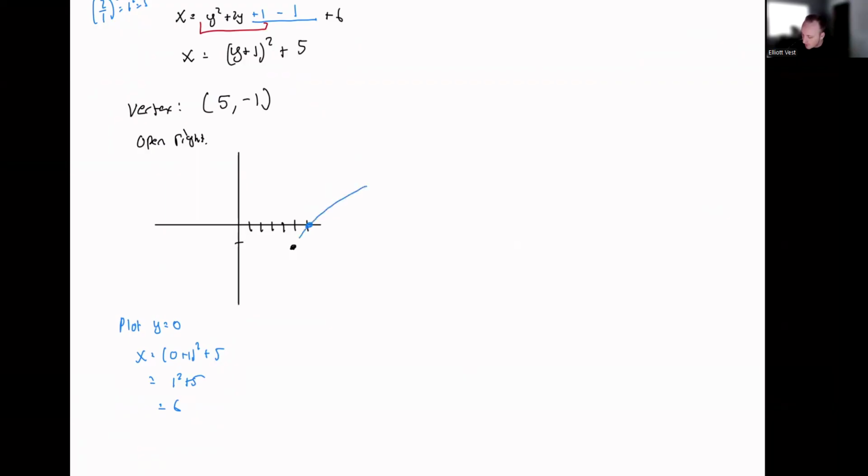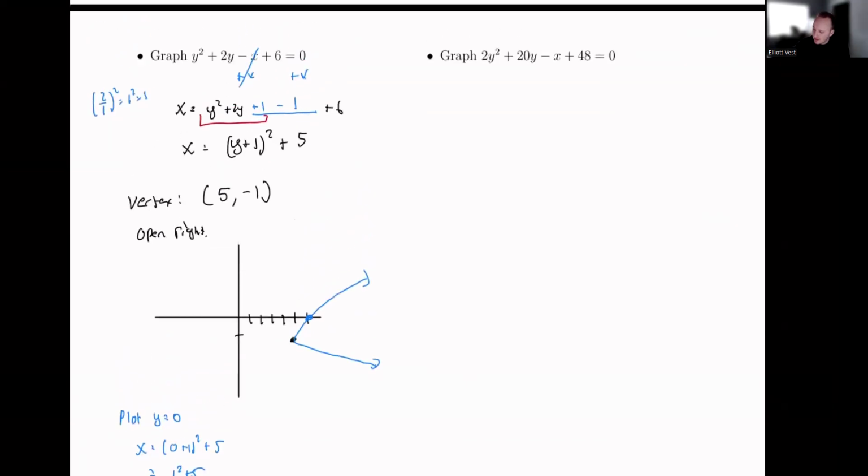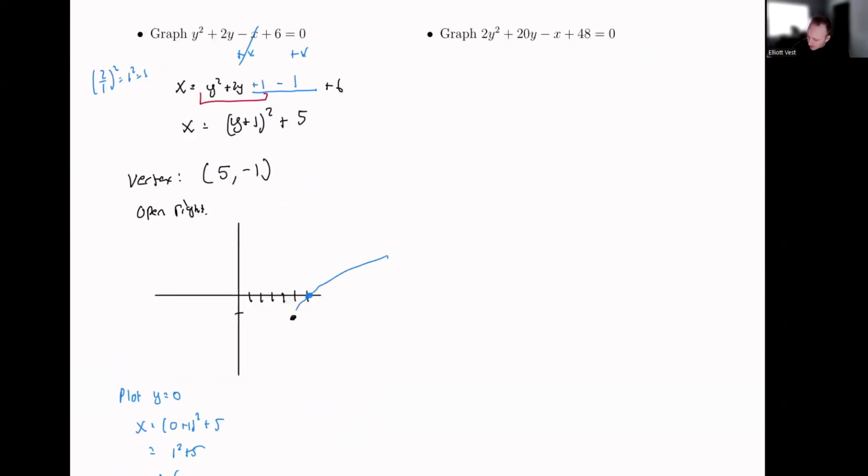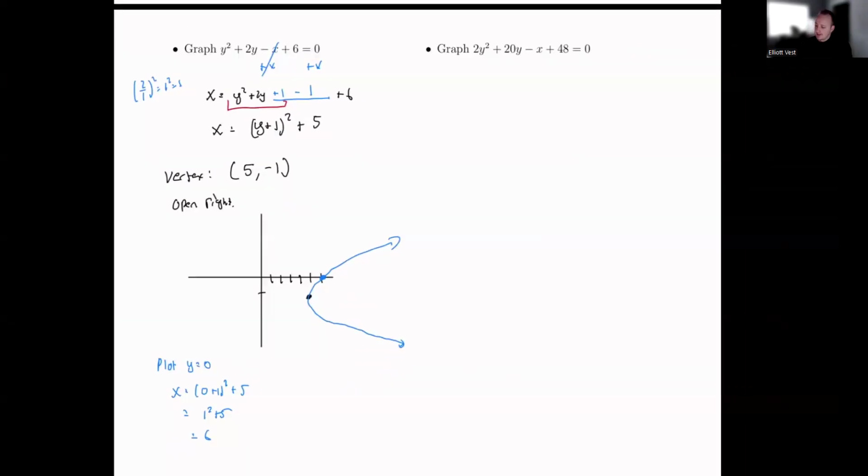I already knew it was opening right here, so that's what my graph's going to be. Maybe that looks a little more V. Let's make that look a little better. Let's make that look like that. There we go. So not too bad to graph those things.